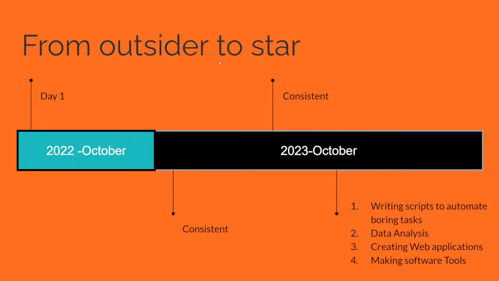So, from an outsider to a star. While I was creating this slide, I was thinking, what can I put in it? So today, let's say it's in October, right? Day one, you start today and you just be consistent, up to 23rd October. What are the things you can do? Okay, you asked me a question, Raj. Okay, I'll be consistent for a year. Now what? I guarantee you, you will be able to write very good scripts that will automate boring tasks.